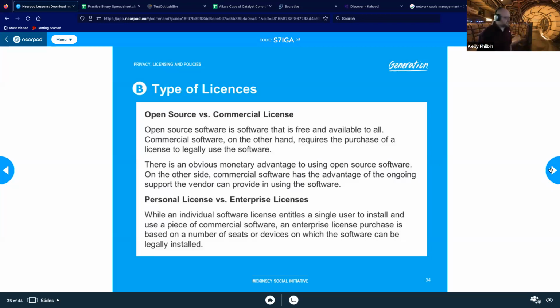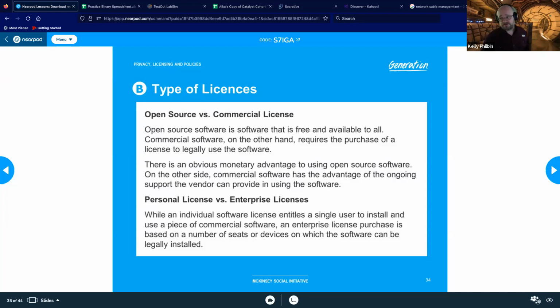So we have two different types of licenses when we're talking about commercial. We have the personal license, which would be an individual one, a single user to install and use. And then you have the enterprise license, which is purchased based on the number of seats or devices on which the system can legally be installed. So personal is you get it for a single system. Enterprise is I'm buying bulk licenses to use on my computers. So I may buy 75, I have 65 computers, I buy 75 licenses.